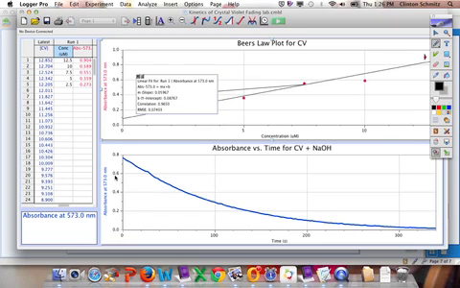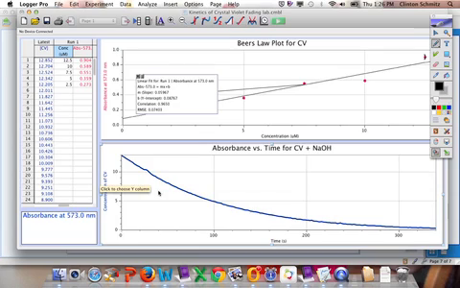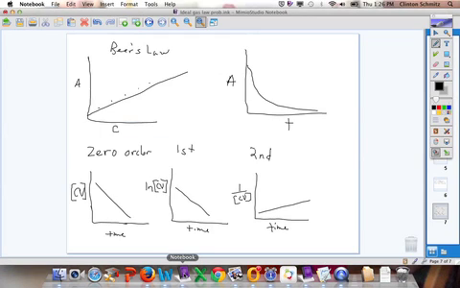So now we can go ahead and check right away to see if we have a zero order reaction, because we can click on this column right here, put in the concentration, and make our graph of the concentration of crystal violet versus time, and you see we don't have a straight line. Since we don't have a straight line, we know that our reaction can't be zero order because we have a curved line. So we ruled out zero order.